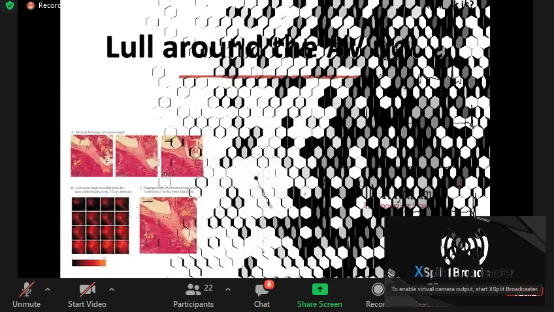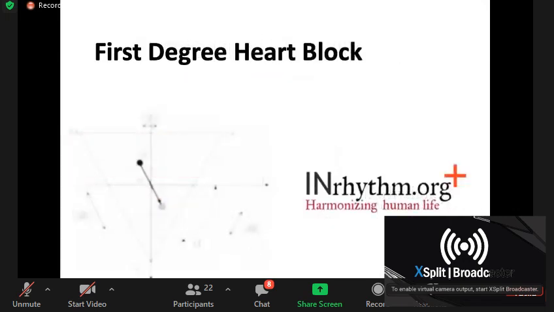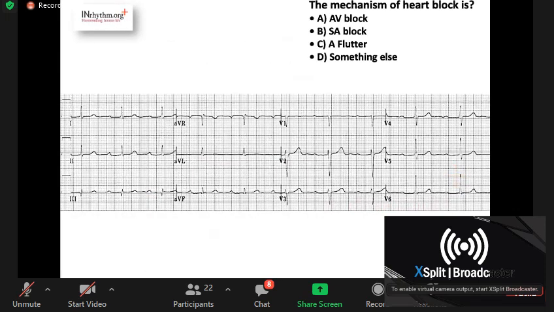Now coming to the AV node. So most of the people, they are quite aware about this AV node disease. So we will quickly go ahead. So if you look at here, the PR is prolonged definitely. So the PR is constantly prolonged. There is no serial prolongation of the PR interval. So probably it is an AV block, type 1 AV block.